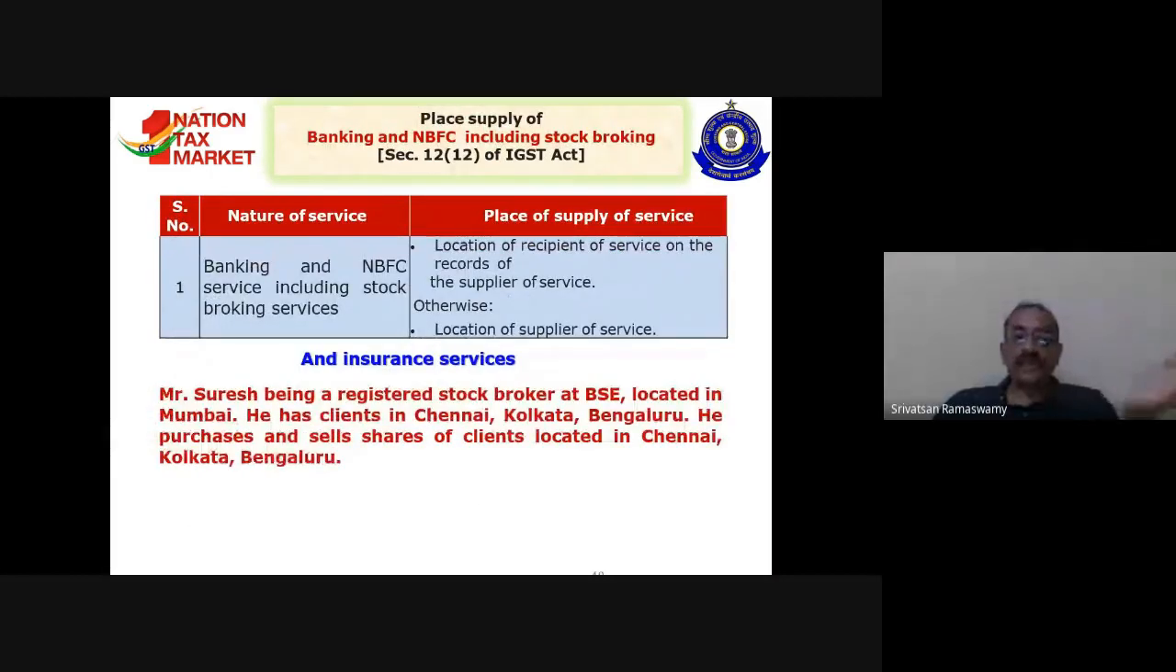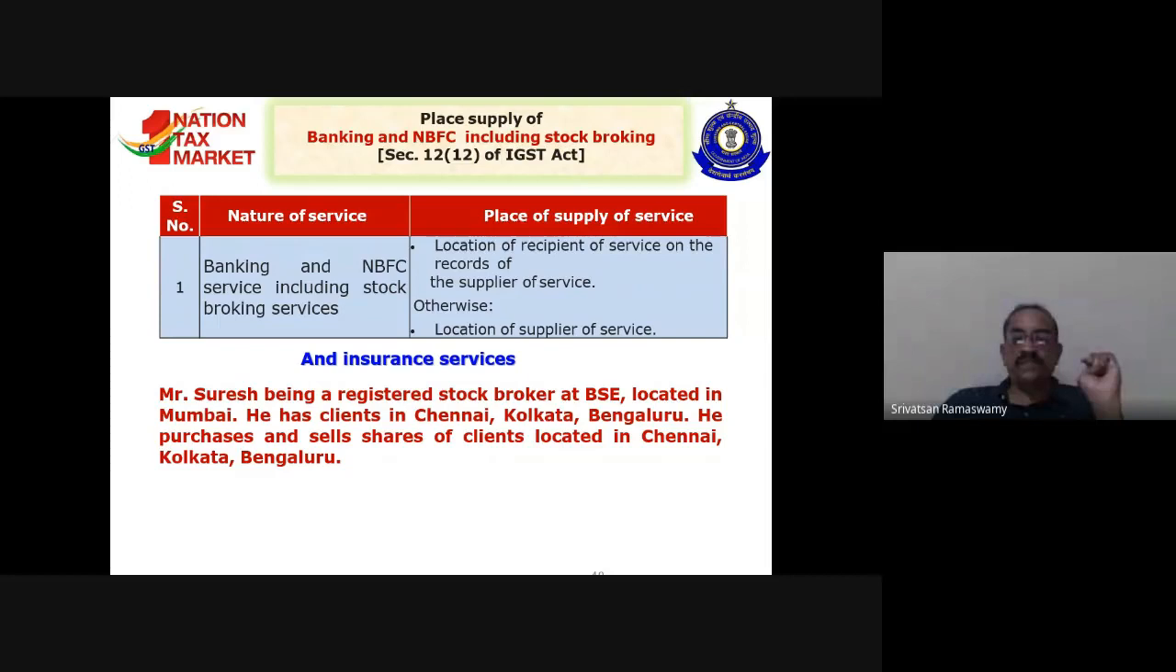Banking, again: if the location of the recipient is known, then the address of the recipient will be the place of supply. Otherwise, it is the location of the supplier which will decide the place of supply.